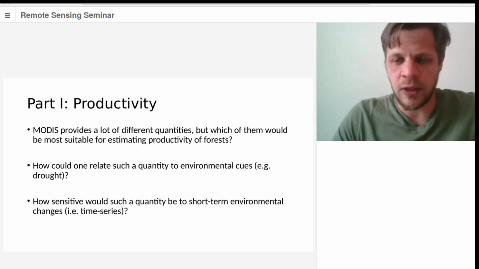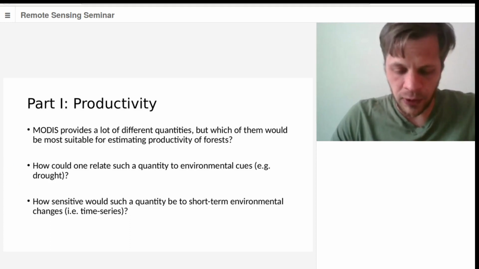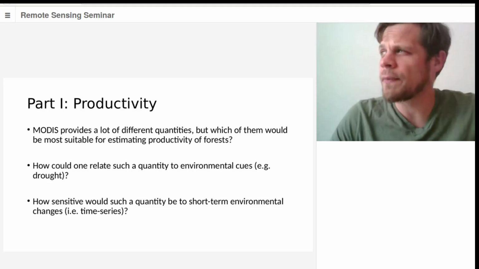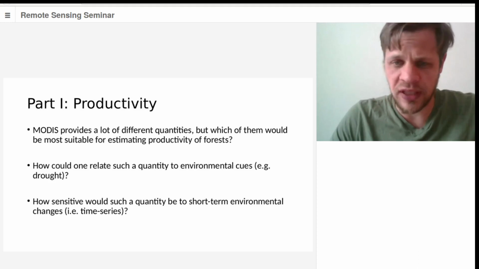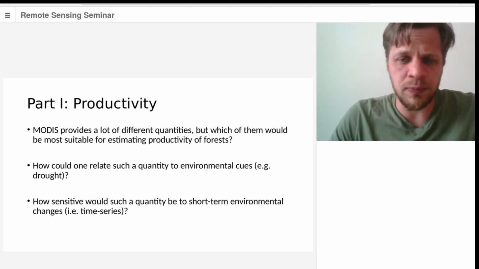So the first questions we had, actually before we thought about what kind of data resource to use for our modeling, was that MODIS provides a lot of information, a lot of different quantities that one can use. But the question is always which of them would be most suitable for estimating productivity.